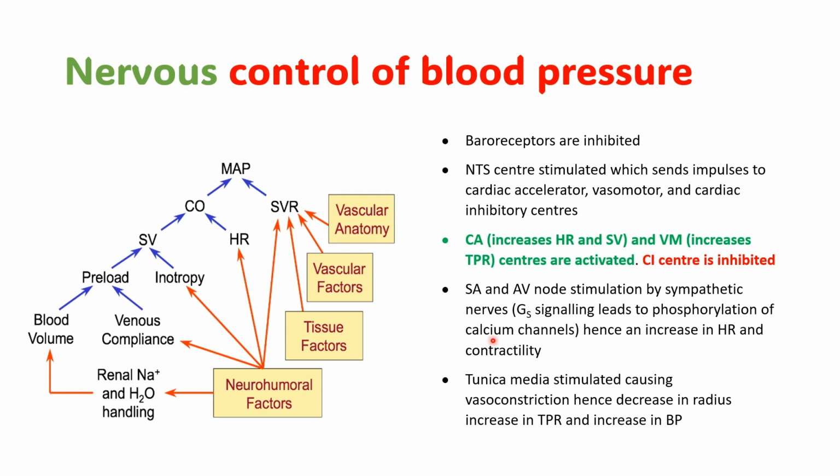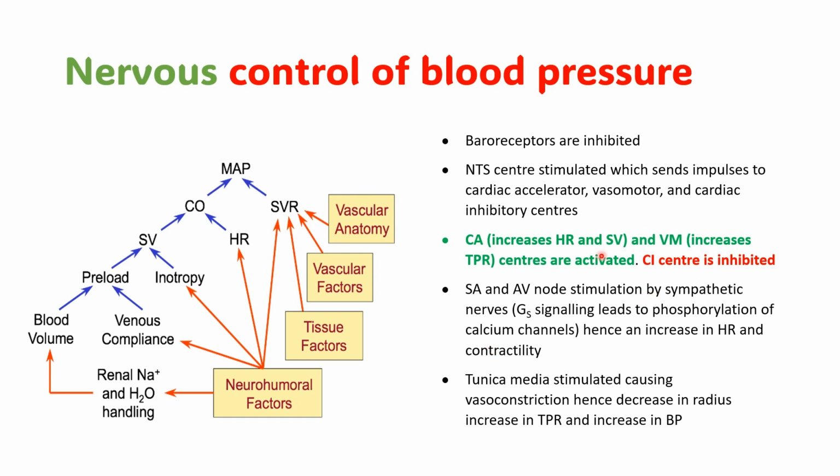How the nerves from the cardiac accelerator center work is they stimulate the sinoatrial and atrioventricular nodes and also directly stimulate the cardiomyocytes of the myocardium. That's why you have the increase in heart rate and contractility. It's through something called G stimulatory signaling, that's what the S stands for, and that leads to the phosphorylation of calcium channels. So you have more calcium entering the cells.